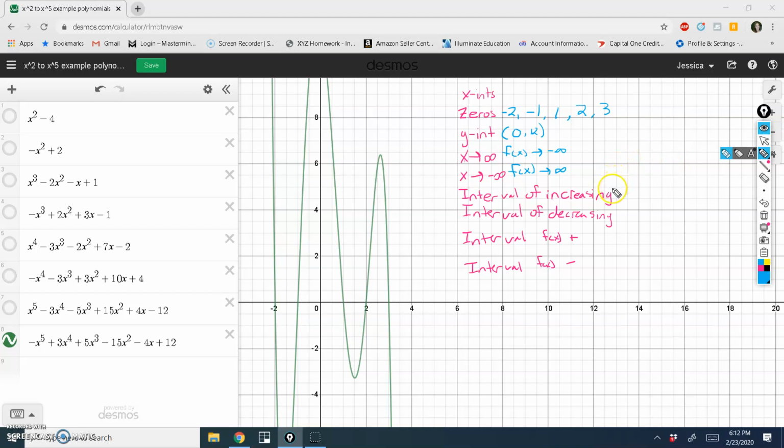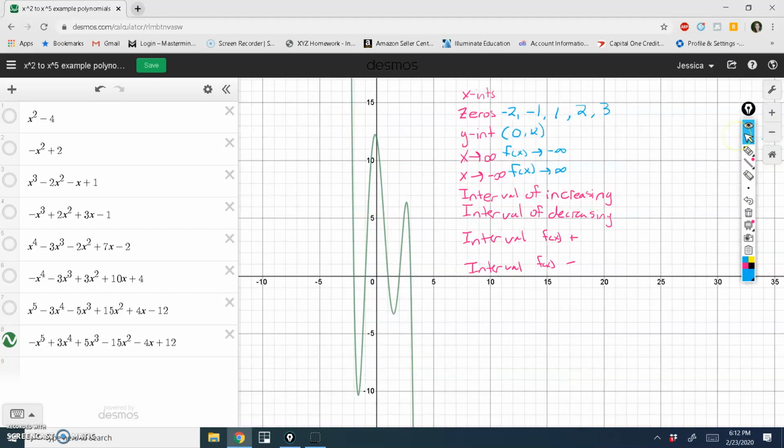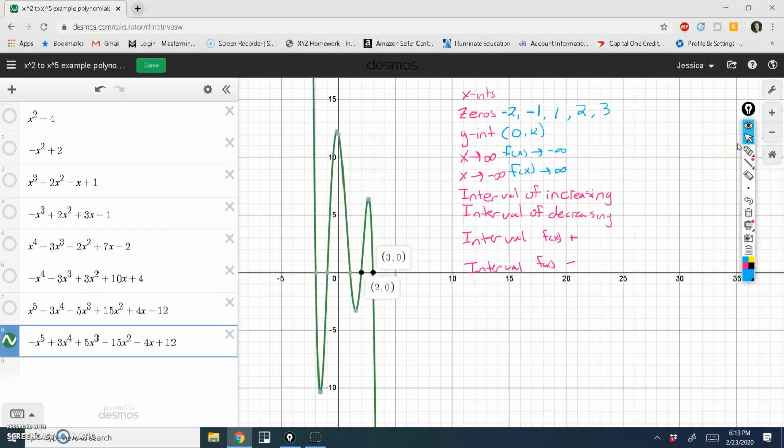Intervals of increasing. Okay, this is going to be a big one. Let me make this graph smaller and move it over there. And let me also trigger our maxes and mins for this, 1, 2, 3, 4, because these are going to differentiate our increasing and decreasing.